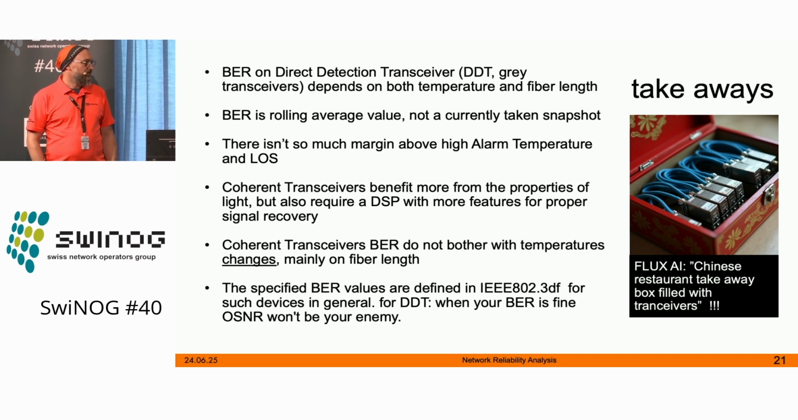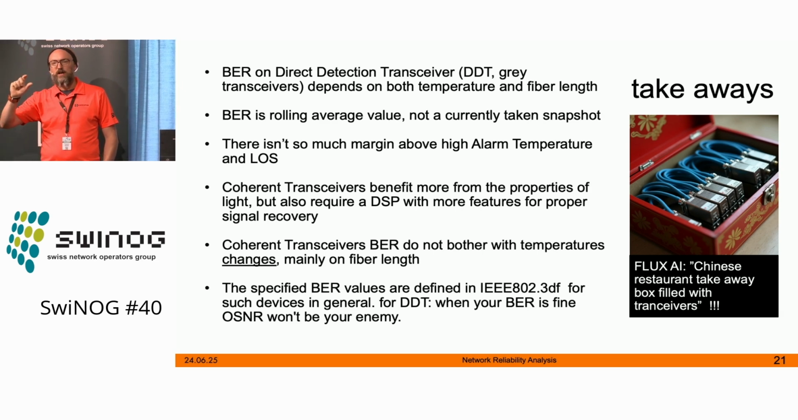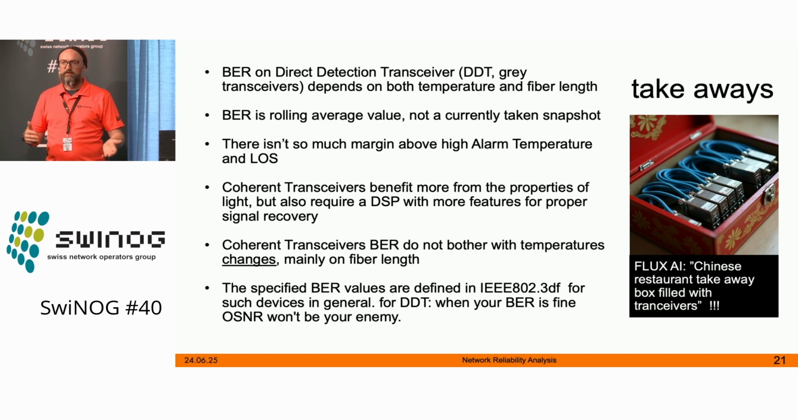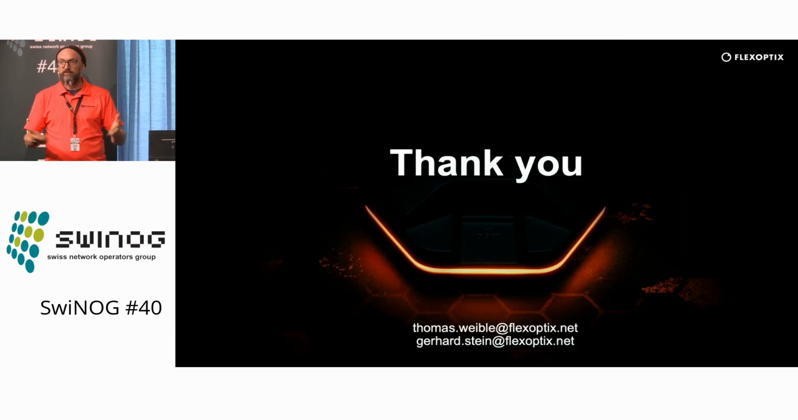And yeah, finally, as said at the beginning, there is a relationship between the signal-to-noise ratio and the bit error rate. But when you operate in a data center or in a co-location, direct detection transceivers, or formerly known as the gray transceivers, there is not much you have to bother about the signal-to-noise ratio because when your bit error rate is fine, the SNR is also fine. And that's, I think, quite helpful. That's it from our side. Thank you very much. And we are happy to take questions.